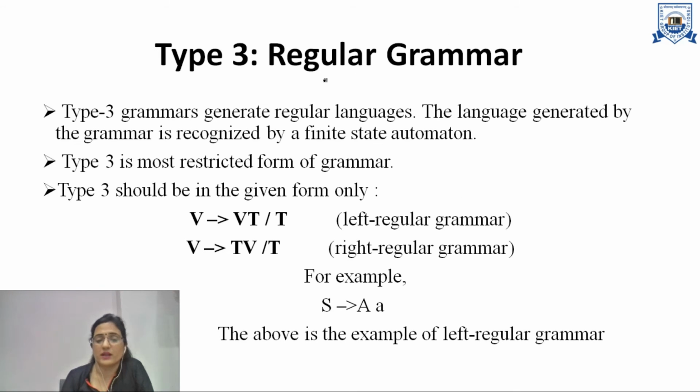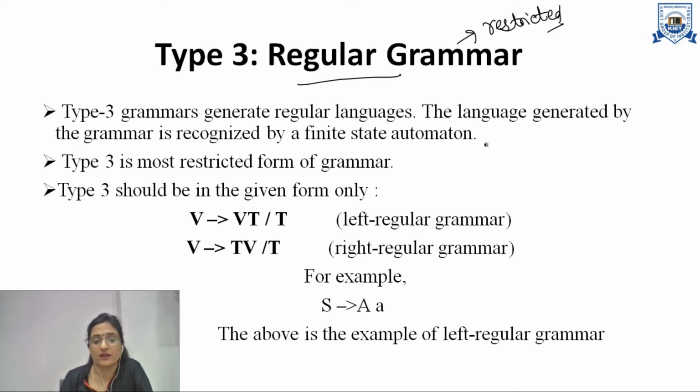Last grammar is type 3 grammar. Type 3 grammar is also known as the regular grammar, and regular grammar is a very restricted grammar. The language generated by the regular grammar is known as the regular language, and the language generated by the grammar is recognized by the finite automata.